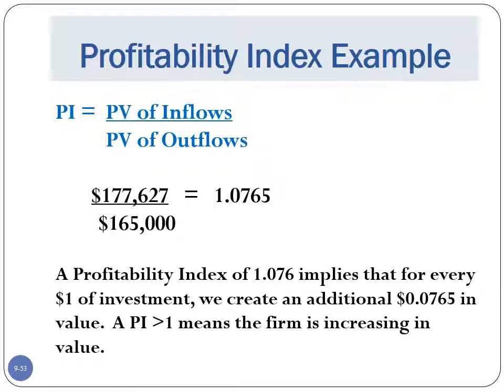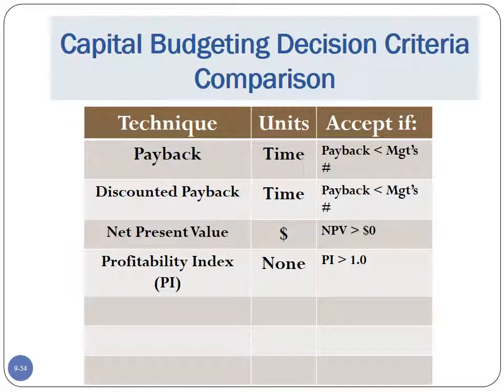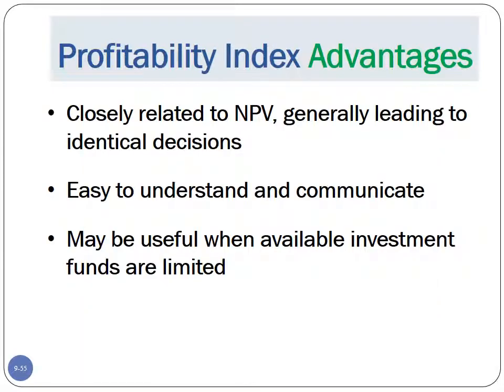So what does this mean? It means that for every dollar of investment, we create an additional $0.0765 in value. A profitability index greater than 1 means the firm is increasing in value. So this is a very important figure because it looks at the scale of the net present valuation. The units are really none, it's just a ratio. We accept a project if the profitability index is greater than 1.